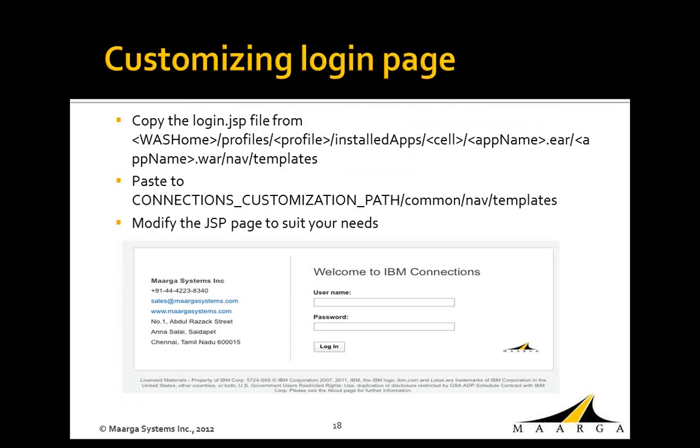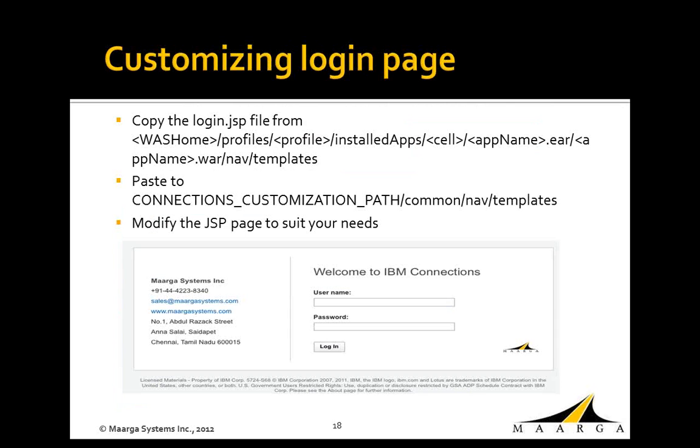Connections application is installed in the WAS, and the path is pretty much here. It's there in the WAS installed folder, profiles, the profile name, installed apps, the particular cell name, and the app that you need to customize. So you need to copy the login.jsp from this path to the customization directory, and that's how you do your modifications, add your branding and other things, and here you go. This is how you see the page.